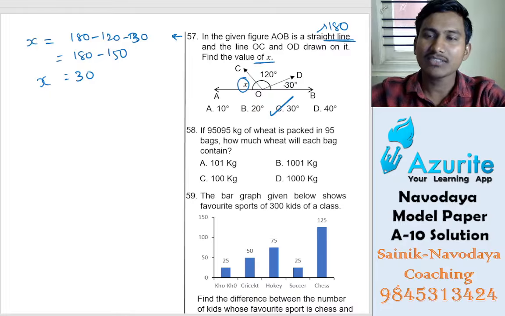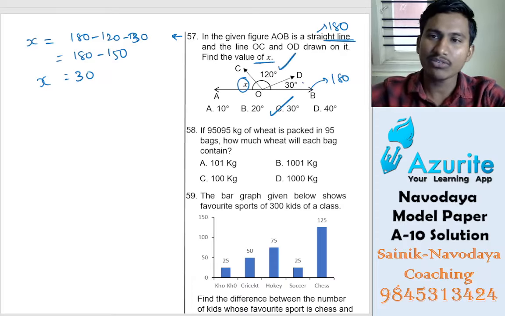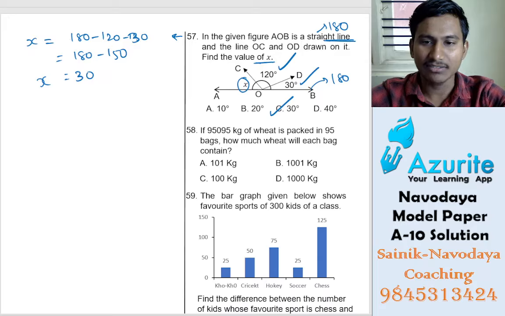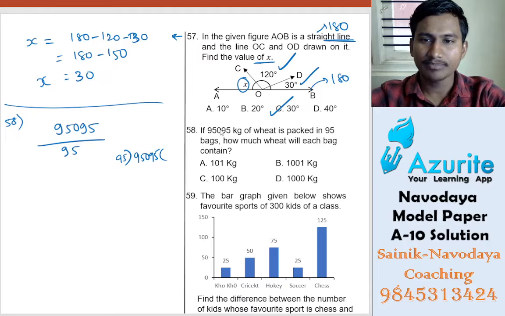So the total of this straight line is 180 degrees. If you want to find X, subtract it. That is 180 minus 120 and 30, and you will get a 30 degree angle. So the option is option C here. Very easy. So see here, question 58. What is the question?